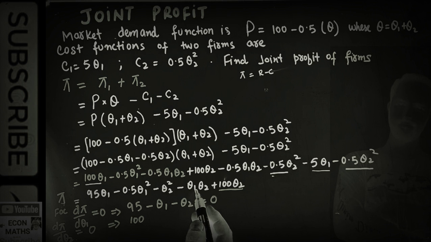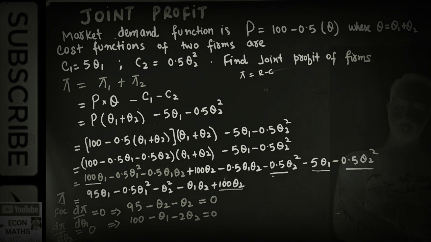Here we have q2, so its derivative is 1. Here it is q2, because we were taking the derivative partially with respect to q1, so we are left with q2. Here we are left with q1. Then we have q2 square, and the derivative of q2 square is minus 2 q2, which is equal to 0. Now we just need to solve these two equations for q1 and q2.